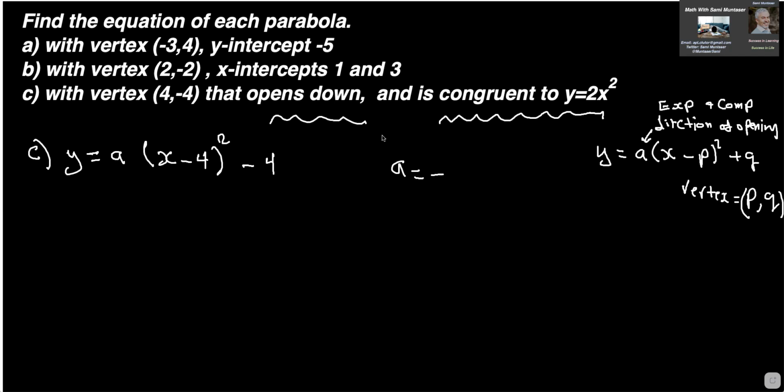So what they're saying to you here from this information is, A is negative because it opens down, and congruent to y equals 2x squared, then the size of A is 2 as well. And so here we don't have to do a lot of work as long as you know what congruent and opens down mean. So A is negative 2: y equals negative 2(x minus 4) squared minus 4. And that's it for this.